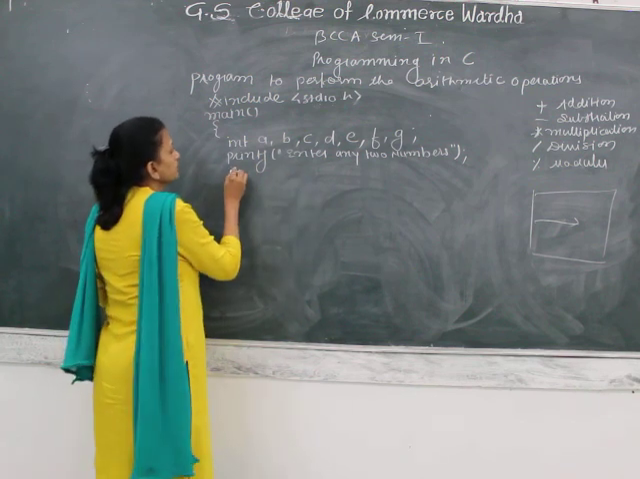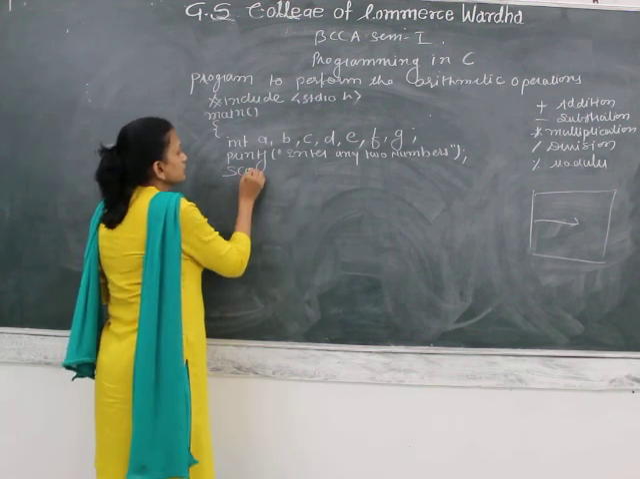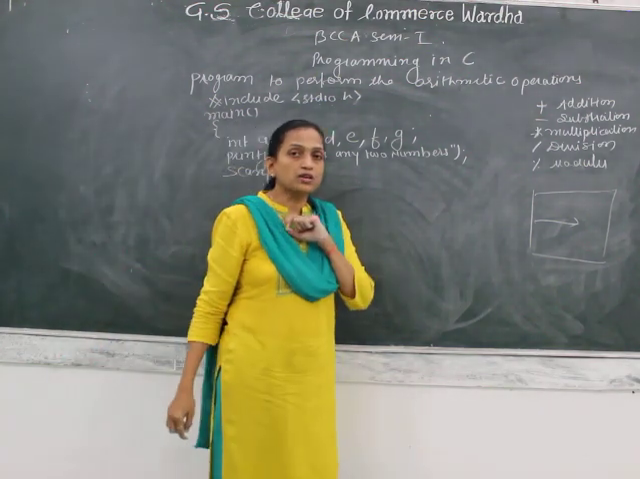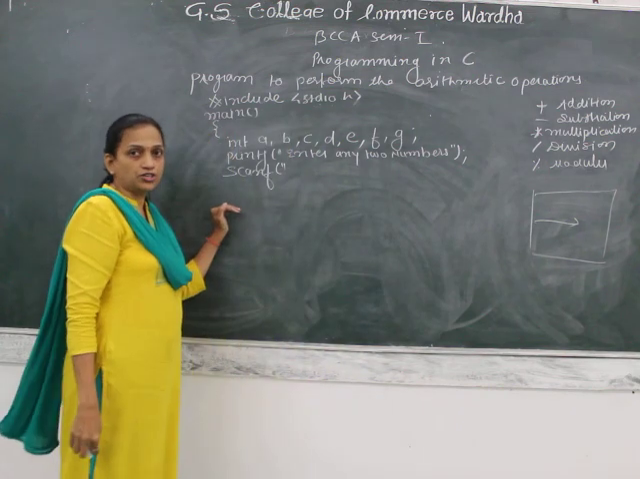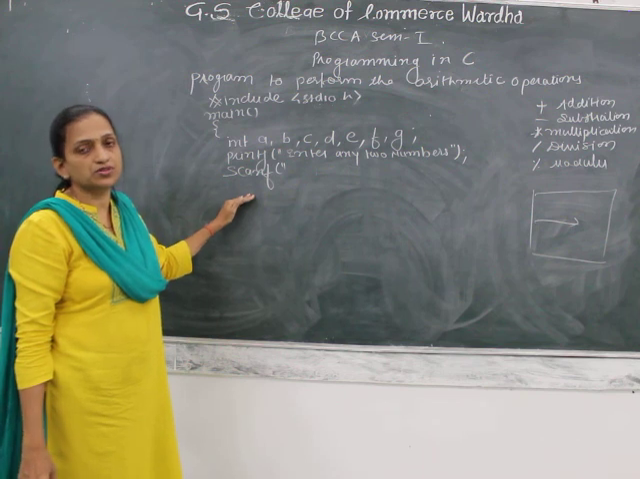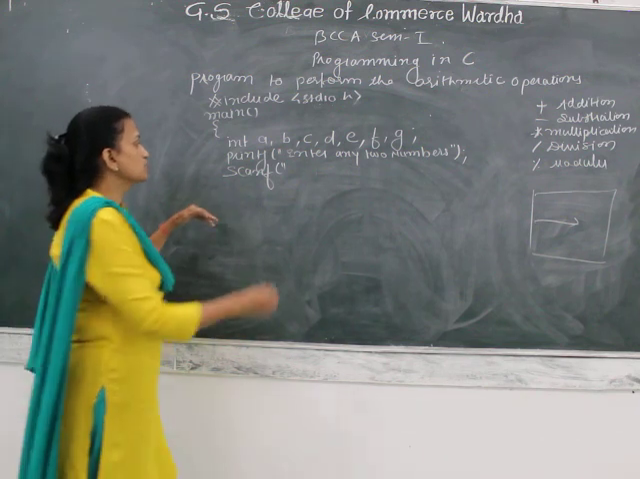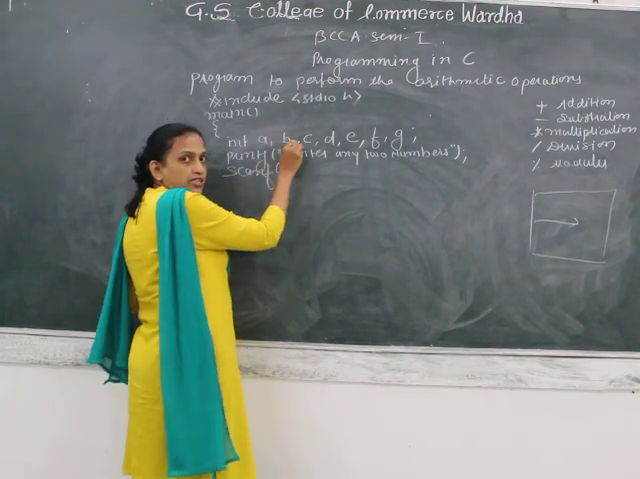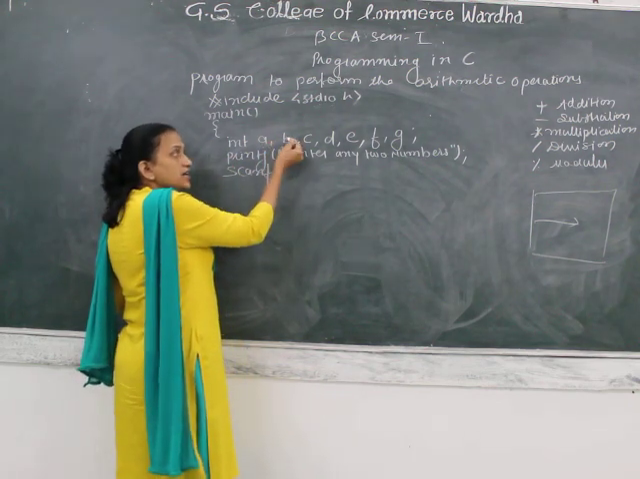Now, to take the value from the user we are using the function scanf. The scanf function is used to read values from the user through the keyboard. How many values are we going to read? 2 values. One is for a and the second is for b. a and b are of type int.